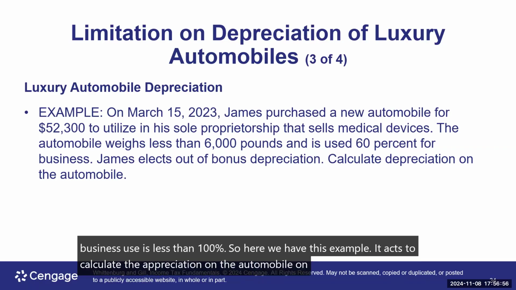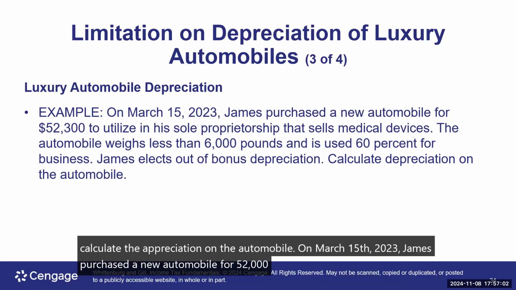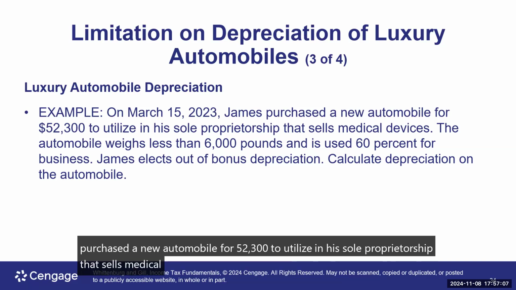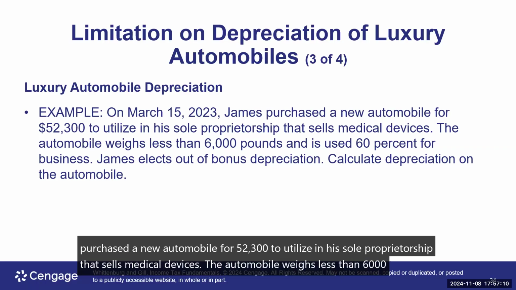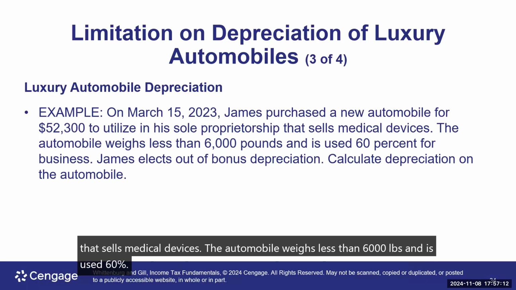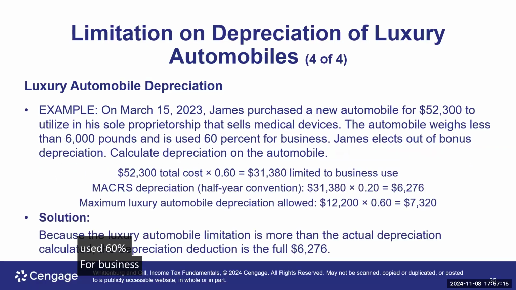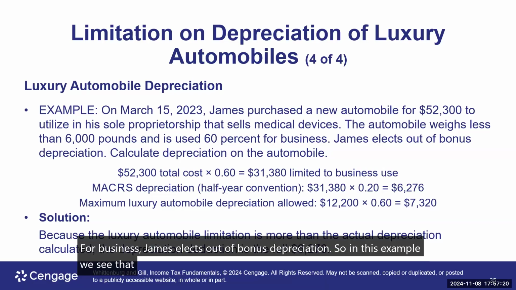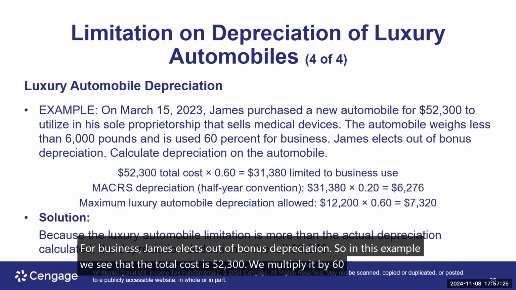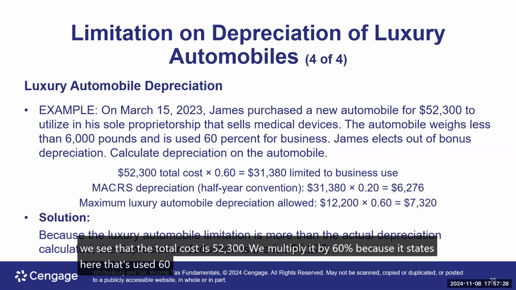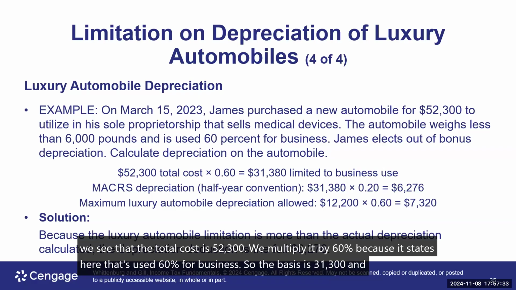On March 15, 2023, James purchased a new automobile for $52,300 to utilize in his sole proprietorship that sells medical devices. The automobile weighs less than 6,000 pounds and is used 60% for business. James elects out of bonus depreciation. So in this example, we see that the total cost is $52,300. We multiply it by 60% because it states here that it's used 60% for business. So the basis is $31,380. That is the depreciable basis.